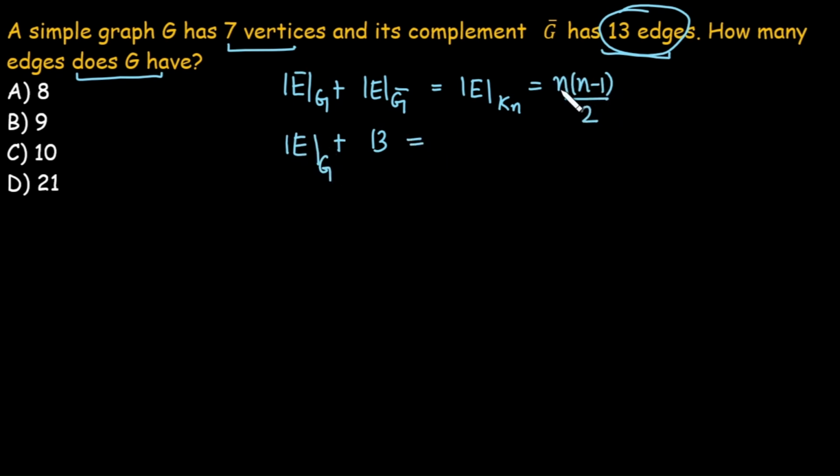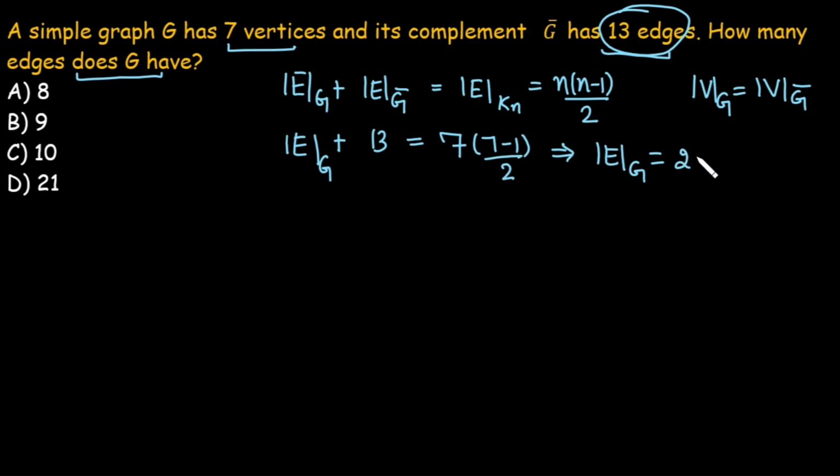Now what is n in this case? That is the number of vertices. The number of vertices for graph G is given to us. Remember that the number of vertices for graph G and its complement is the same. It means here n is 7. So 7 into 7 minus 1 by 2. Simplify this: number of edges in graph G is equal to 7 into 6 by 2, that is 7 into 3, 21, minus 13, and that is equal to 8. Hence, option A is correct.